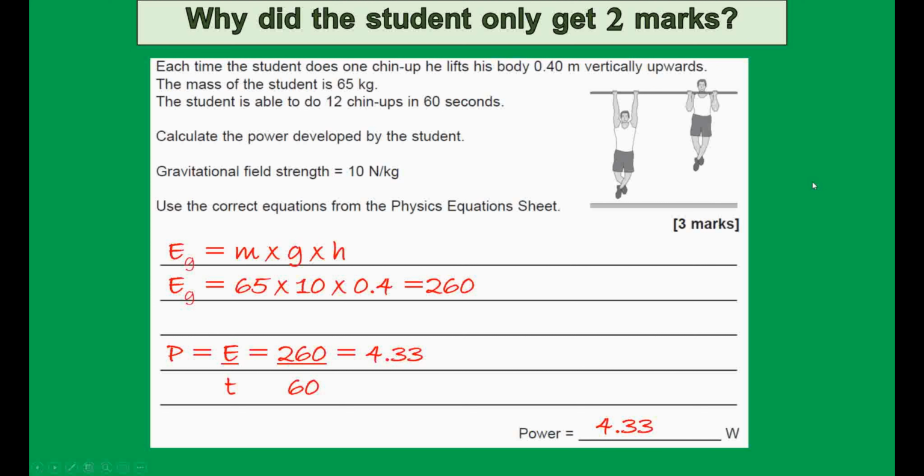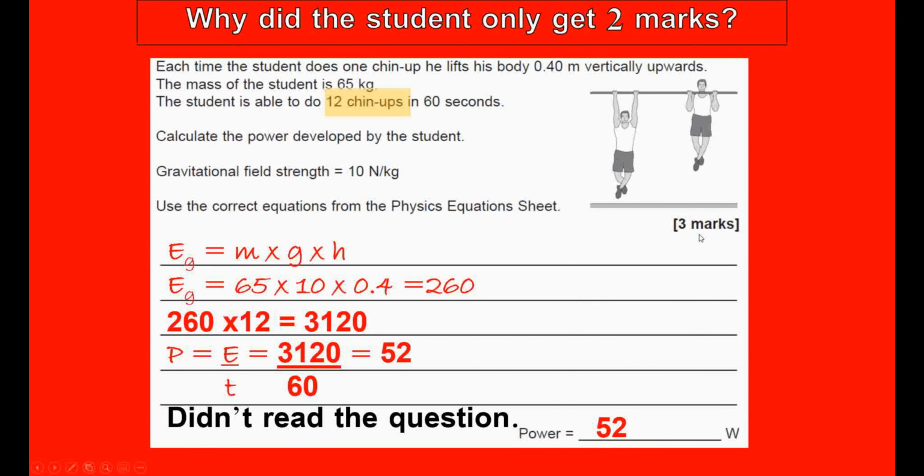Okay, moving on. The student only got 2 marks because they didn't really use all the information in the question. Because it's a 3-mark question, we need to do something extra rather than just substitute in and get an answer out. It's a little bit of a harsh question really for 3 marks. I think it should be 4, but we didn't use this idea of 12 chin-ups.